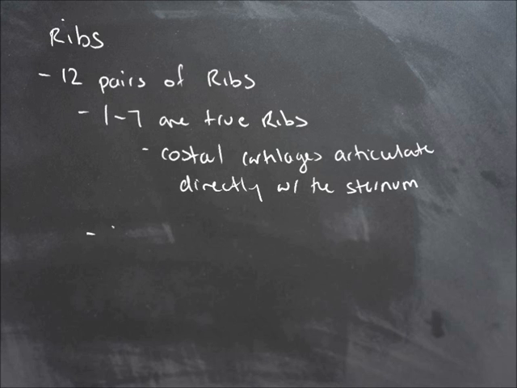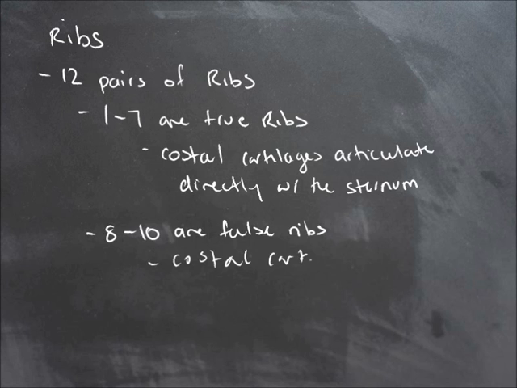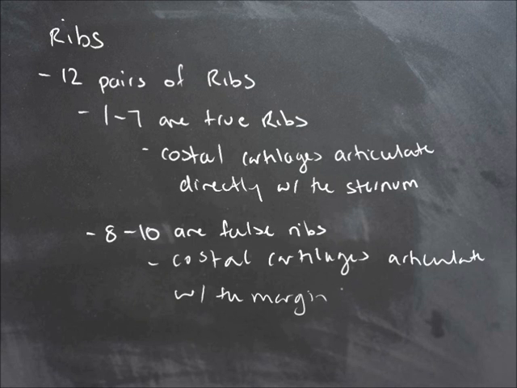Okay, 8 to 10 are false ribs. And by false I mean their costal cartilages articulate with the margin of the costal cartilage above.